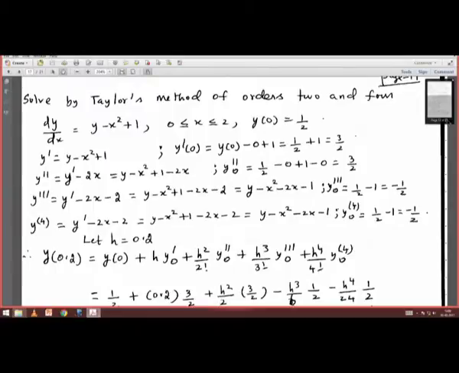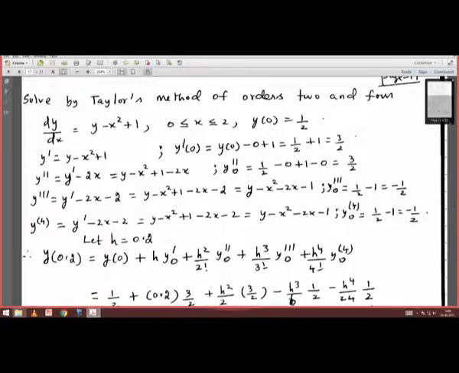So, let us consider some examples and see how we can apply this method to the solution of initial value problems governed by first order differential equations. Let us take dy by dx to be y minus x square plus 1 in the interval 0 to 2, with initial condition y of 0 equal to half, and say we are asked to get the solution by Taylor's method of order 2 and 4. So, we require derivatives of y up to order 4.